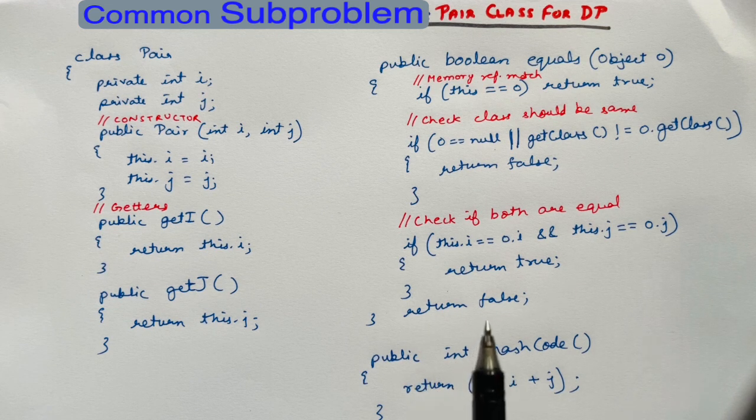And whenever we override the equals method, we also have to override the hashCode method. So we are simply using this method here to compute the hash code: 31 * i + j. It will have some collisions, but it is definitely workable.